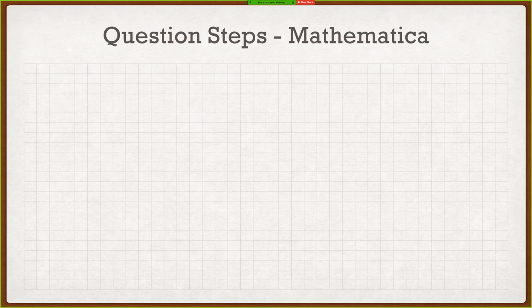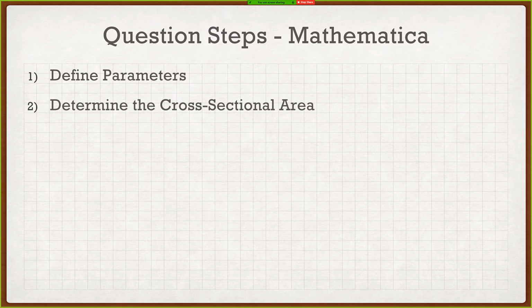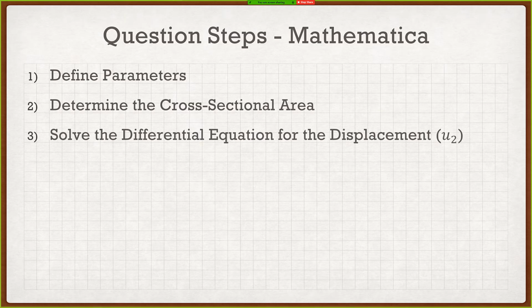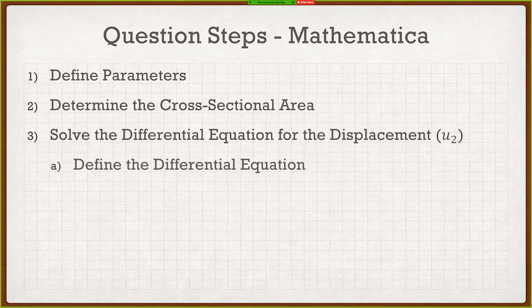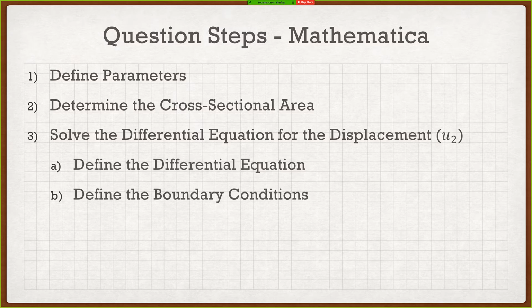So again, another Mathematica type of question. What we're going to do, of course, is define those parameters. Then we're going to determine that cross-sectional area, and from there we can solve our differential equation for the displacement. Now, unlike before where we had two steps, this one actually has three. The first one is going to be define our differential equation. The second one is define the boundary conditions, which is exactly the same as before.